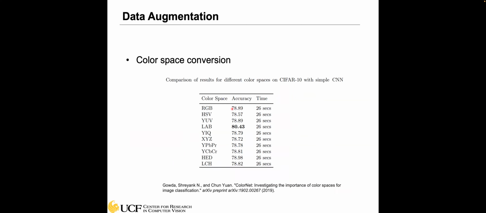And here, this paper did some extensive evaluation. We have different color spaces: RGB, HSV (hue, saturation), YUV, Lab. We can convert the original RGB image into a different color space to generate a new image, and see which one gives you the best result.